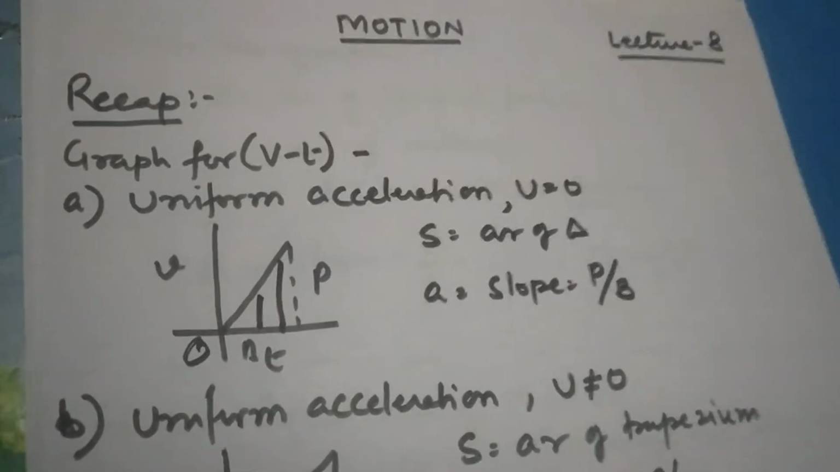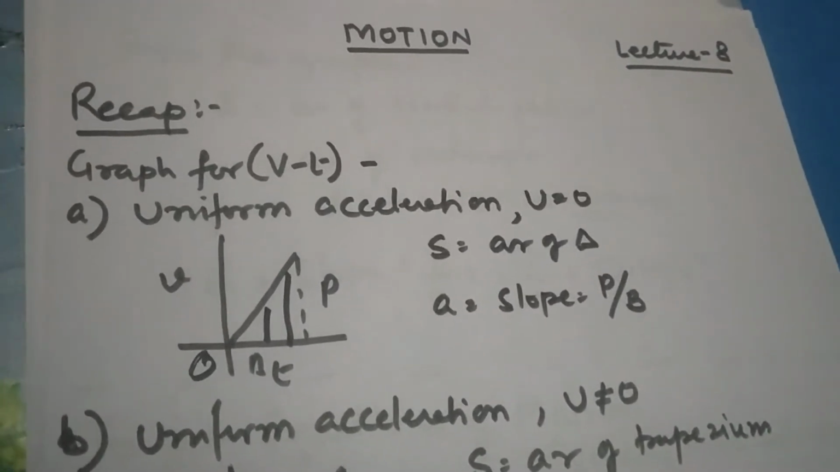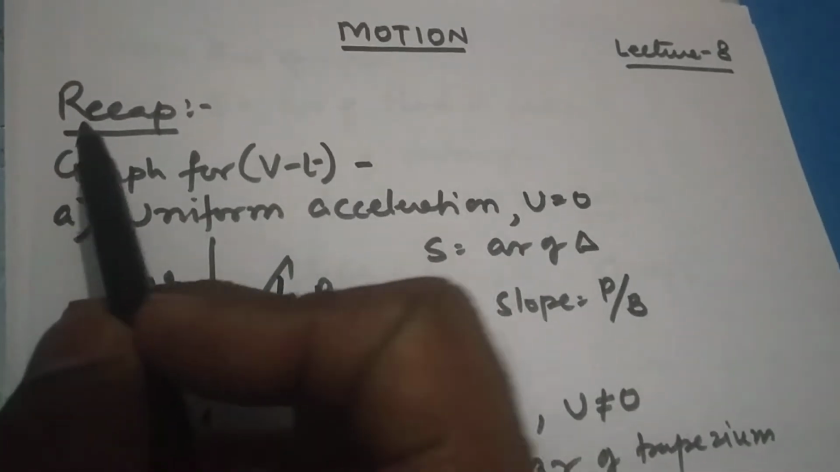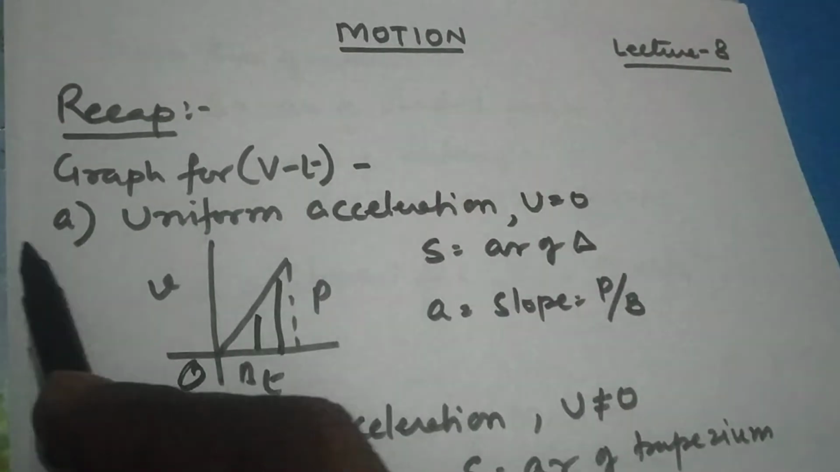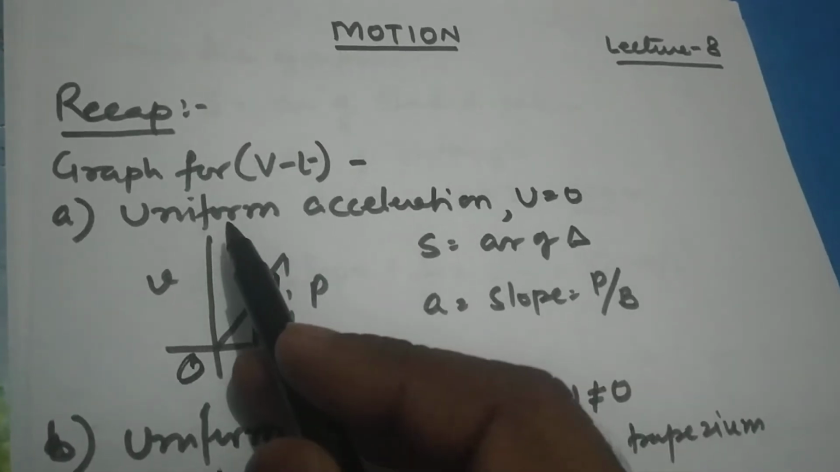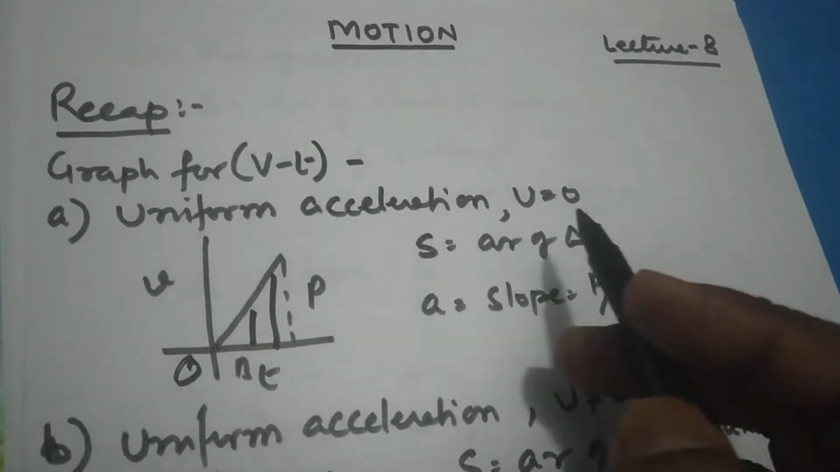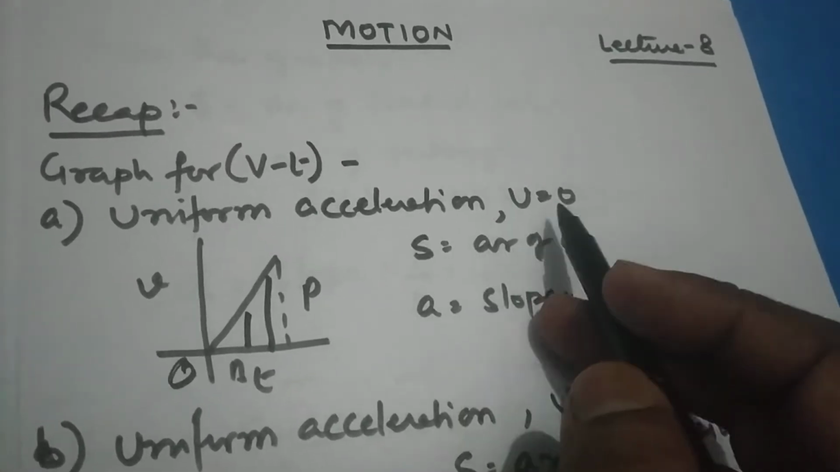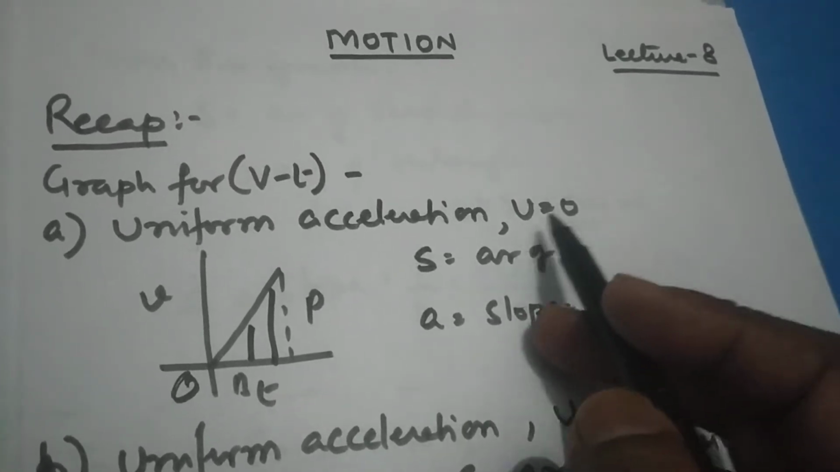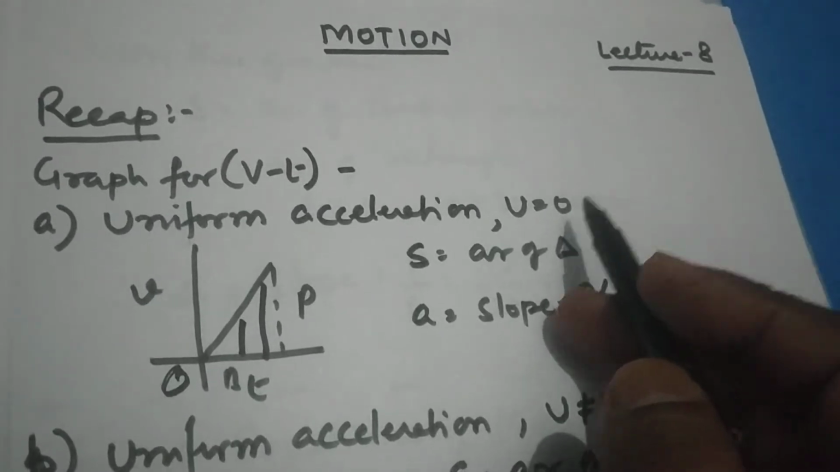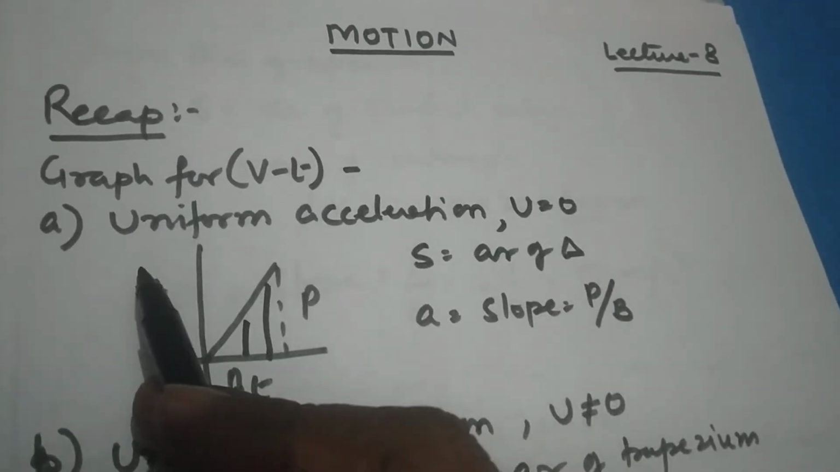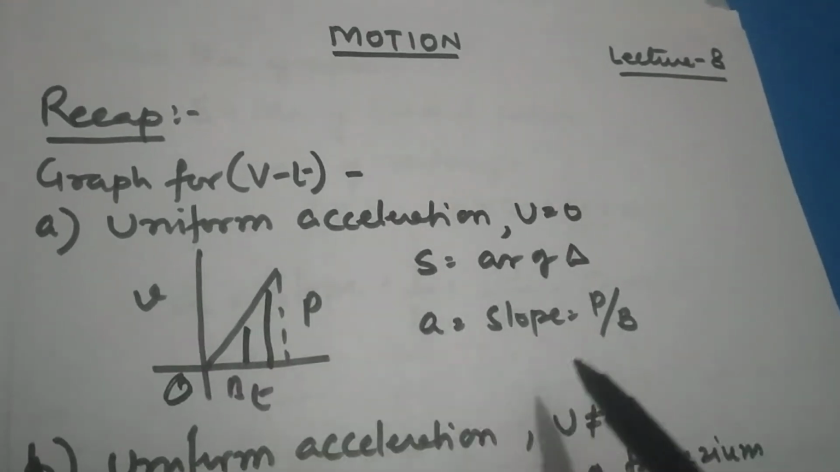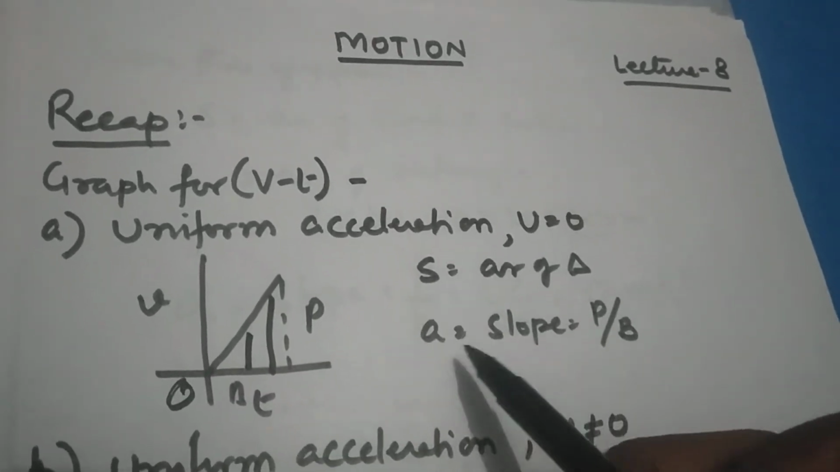Before I start the content for today, there is a small recap of the topic that we have done in the last lecture. It was the graph for V-T. The first one that we discussed, uniform acceleration when u is equal to 0. U means initial velocity was 0, so the body was starting from rest. In that case, I told you that if you plot the graph between V and T, you get a straight line which looks like this, and you are supposed to find the value of S and A.